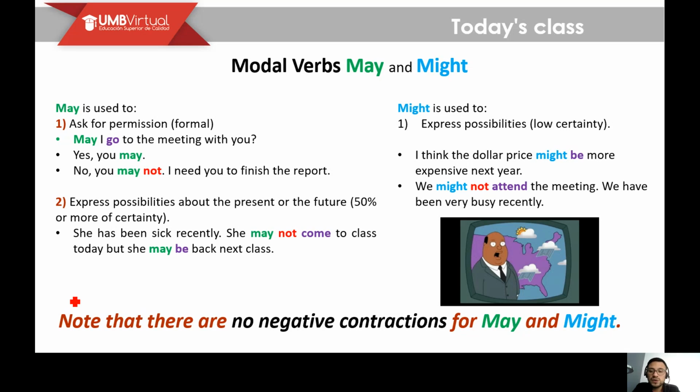But with might, we use it to express possibilities with low certainty. Cuando la verdad es que no estamos ni 50% seguros, we use might. I think the dollar price might be more expensive next year. We might not attend the meeting. We have been very busy recently. There are no negative contractions for may and might. ¿Listo? No tenemos mightn't, ni tampoco tenemos mayn't. Tenemos may not and might not, right?